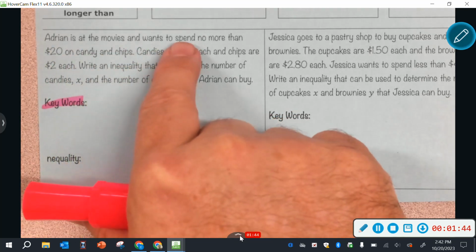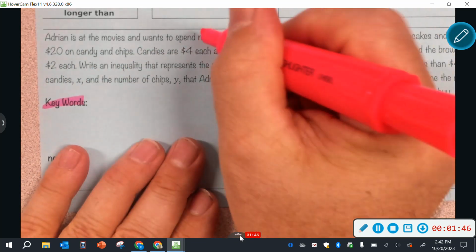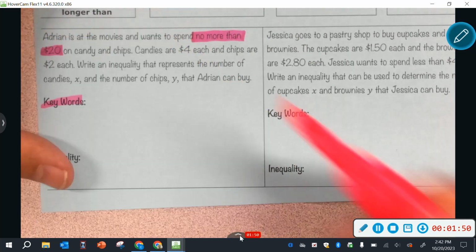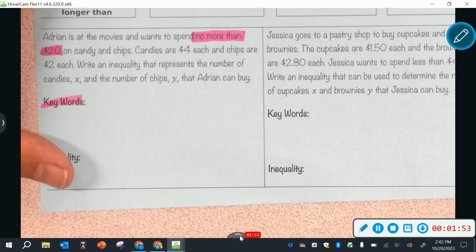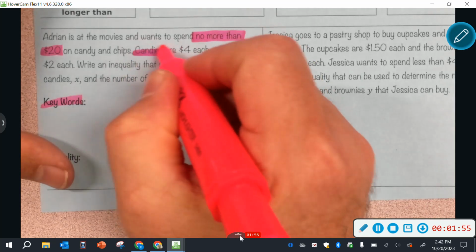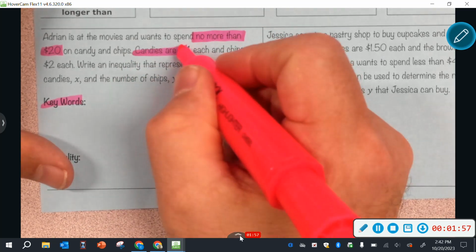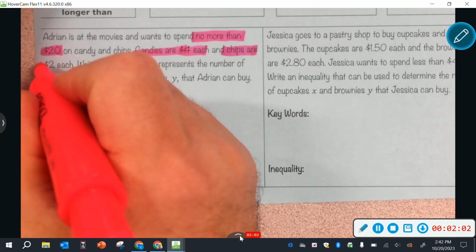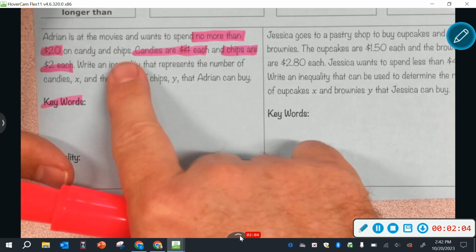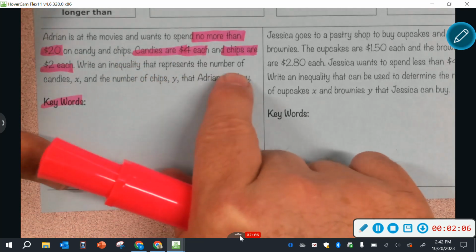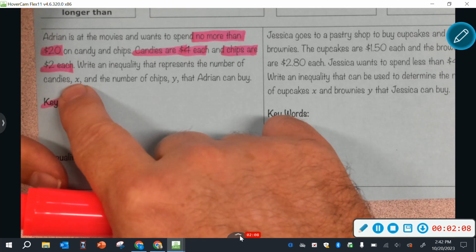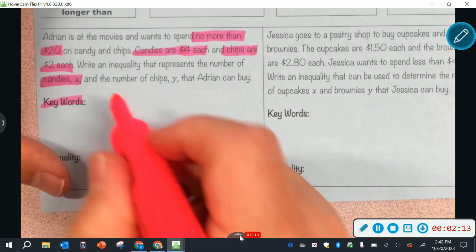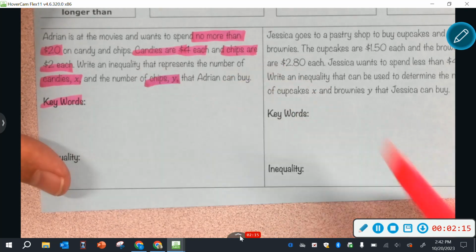Adrian is at the movies and wants to spend no more than, so there's a key word, no more than $20 on candy and chips. Candies are $4 each, so there's that phrase each, and then chips are $2 each. So we want to write an inequality that represents the number of candies, which is x. Okay, so candies is going to be x, and then number of chips, which is going to be y.